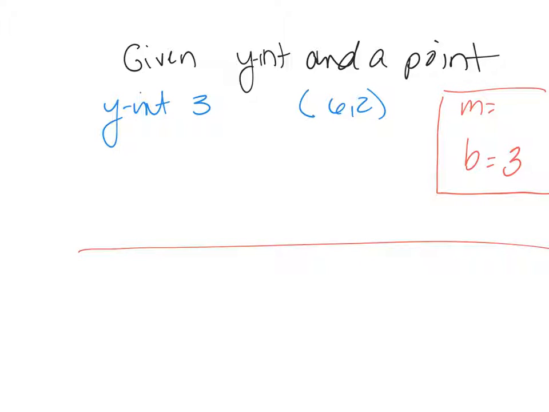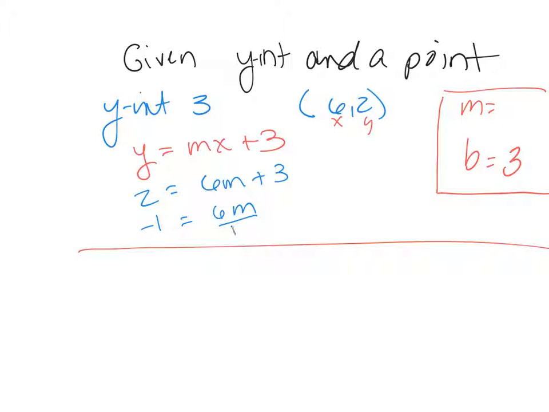Way 1, you're going to do what we've been doing. Y equals mx plus 3, because we know the B, right? And then we're going to use this point as x and y. So we get 2 equals 6m plus 3. Subtract 3. -1 equals 6m. Divide by 6. M equals -1/6. Got it? So your equation, if that is the case, is y equals -1/6x plus 3.